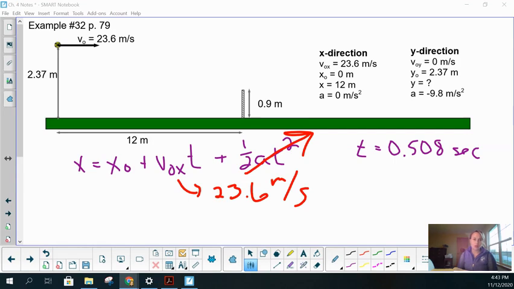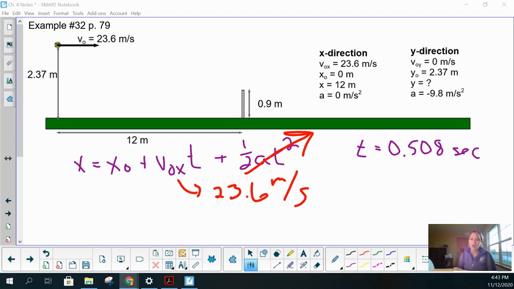Using the position equation in the x direction, I realized that in the x direction, I have no acceleration, right? And so we are going to substitute in our initial velocity in the x direction, which I should note actually stays the same. That 23.6 meters per second in the x direction stays the same as it flies.